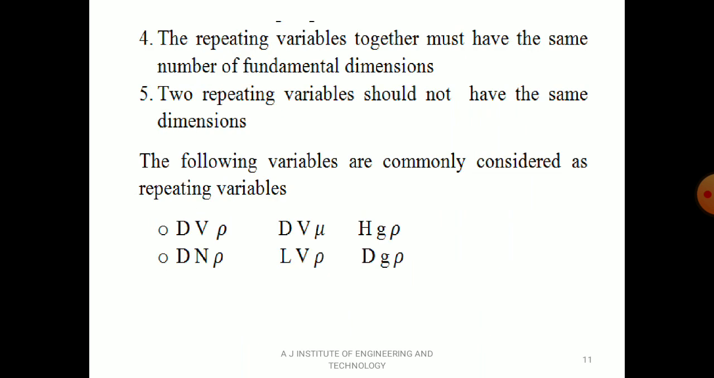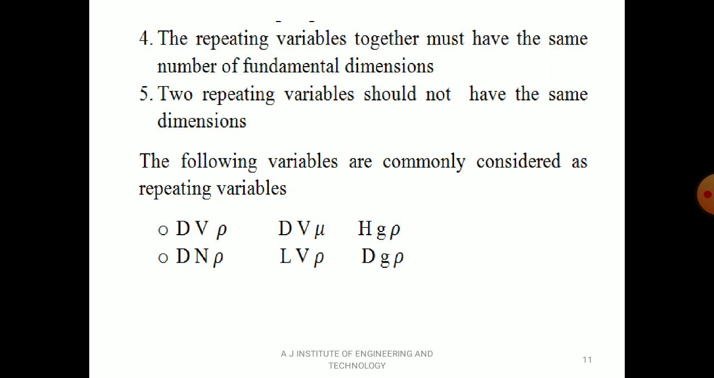Then the following variables are commonly considered as repeating variables. First one, D V rho; second one, D V mu; third one, H g rho; fourth one, D N rho; fifth one, L V rho; and sixth one, D g rho. So what is the first one, D V rho?